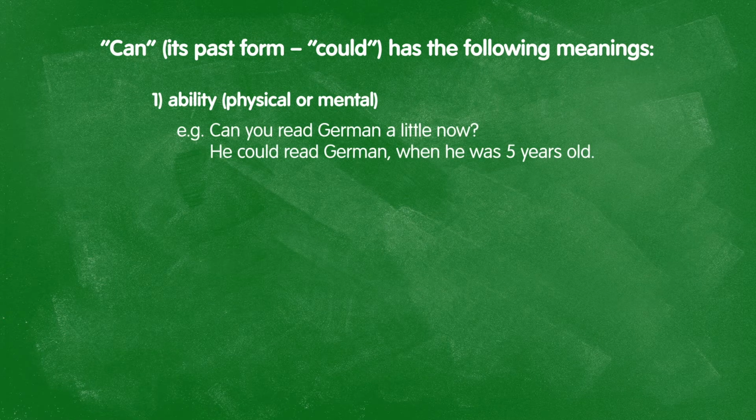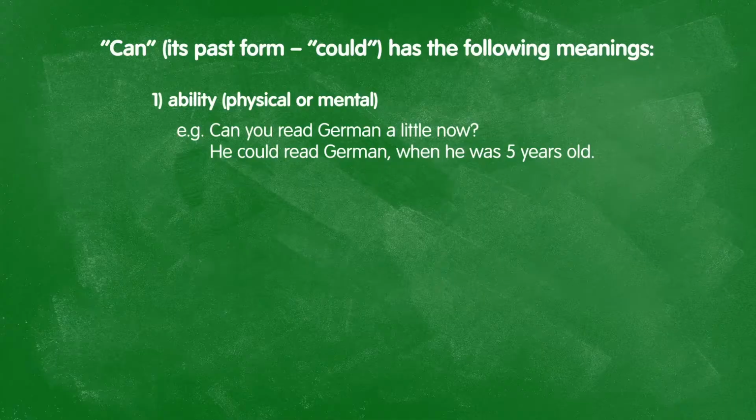Can you read German a little now? Or he could read German when he was 5 years old. Here, the modal verb can only takes the indefinite infinitive. And if we're referencing the past, we should use could when we're talking about any actions, skills, abilities, etc. Anything that is more of a habitual action.